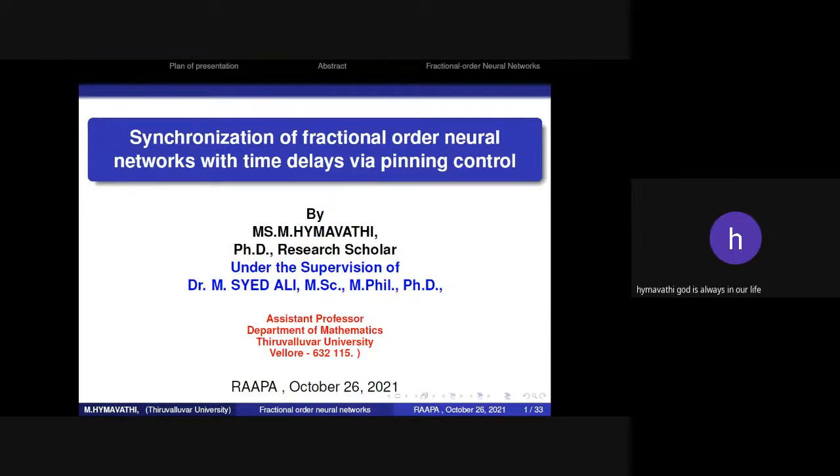My name is M. Hymavathi, sir. I'm a PhD scholar under the supervision of Dr. M. Syed Ali, MSc MPhil PhD, Assistant Professor, Department of Mathematics, Thiruvalluvar University, which is near Vellore. My topic is synchronization of fractional order neural networks with time varying delays via pinning control.